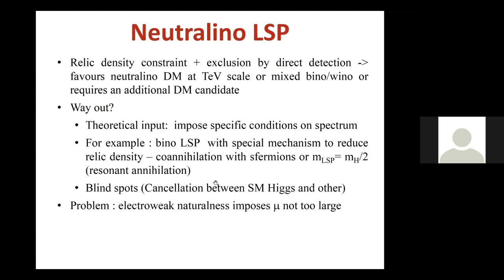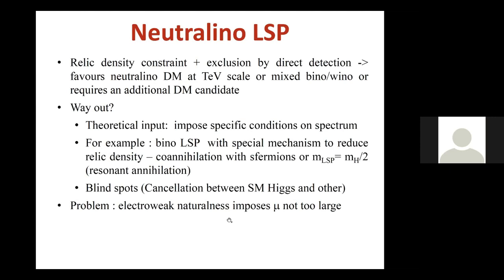There's also the possibility of reducing the direct detection constraint because there are blind spots in direct detection. There can be cancellation between, for example, the standard model Higgs and another Higgs, or there could be, at some point, cancellation between the standard model Higgs and a squark diagram. I think it's not possible anymore.